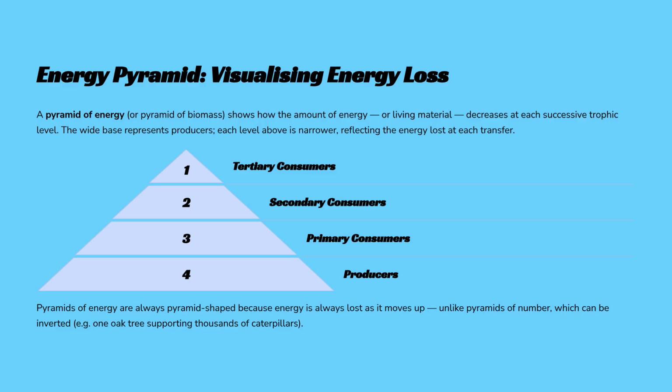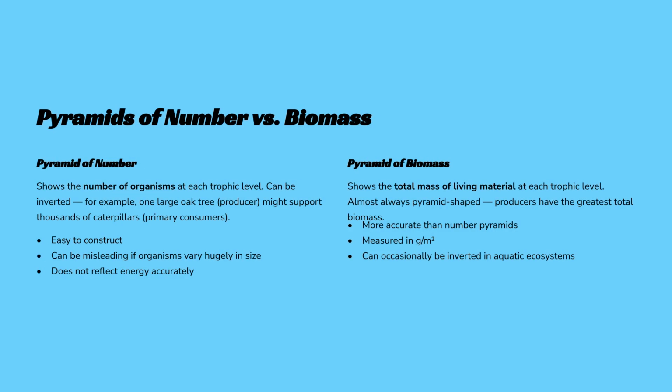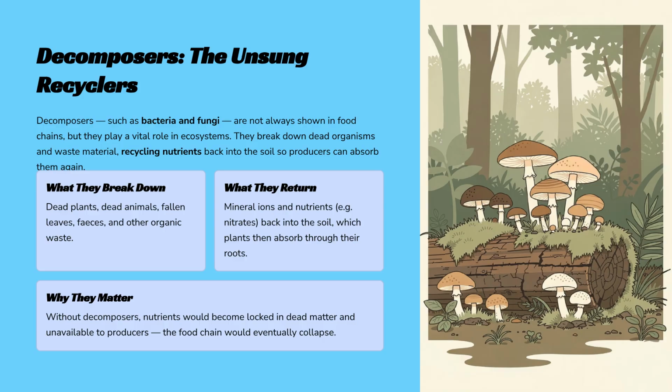An energy pyramid visualizes energy loss. The base is always widest for producers, showing that energy is lost as you move to higher trophic levels. Pyramids of biomass are more accurate than pyramids of number because they account for the total mass of living material rather than just the individual count. Finally, don't forget decomposers. Bacteria and fungi recycle nutrients from dead matter back into the soil, which is essential for the survival of the entire food chain.